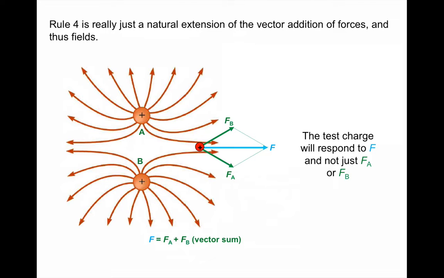Rule 4 is really just a natural extension of the vector addition of forces, and therefore vector addition of fields. You can see that the positive charge on the right is feeling a force because of each of charges A and B, and so the net force on it will be the sum of those 2, and so that will be the direction of the net electric field at that point.